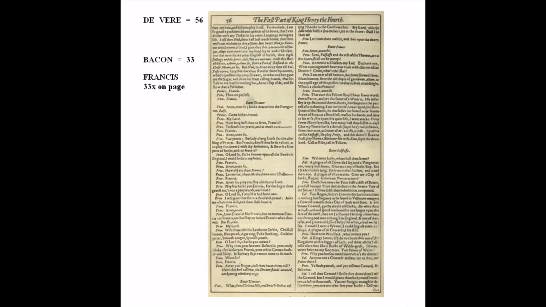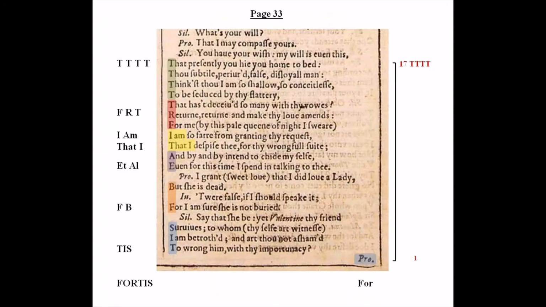De Vere, D-E-V-E-R-E, equals 56. A few pages later, on page 56, the name Francis appears 33 times. With Gematria, Bacon, B-A-C-O-N, equals 33. Going back to the comedies, page 33, what I refer to as the alpha, the last 17 lines on the page starting from the turnover word pro at the bottom right. In Latin, pro, P-R-O, means for, F-O-R. Reading up acrostically, we have the letters T-I-S, so F-O-R-T-I-S, or FORTIS.